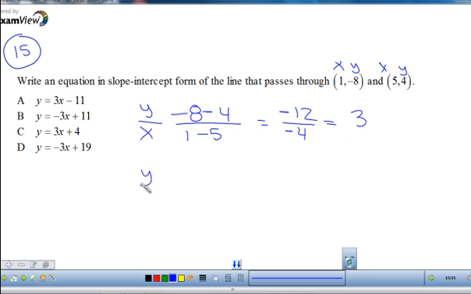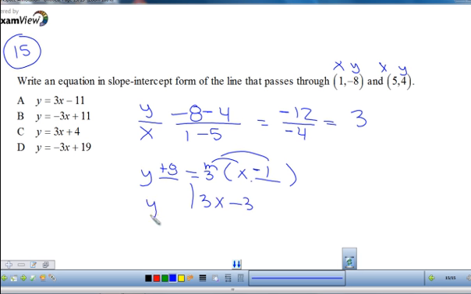So then we're going to use any point. It doesn't matter which one. And we're going to write it in point-slope form. So the 3 goes in here. The x goes with the x, but we switch the sign. The y goes with the y, but once again, you switch the sign. So you distribute, you get 3x minus 3. Bring down the y plus 8. And then we're going to subtract 8. So y is going to equal 3x minus 11.